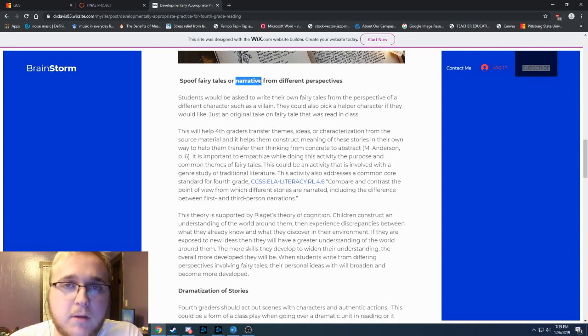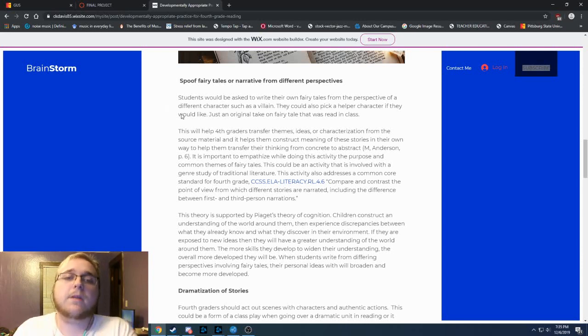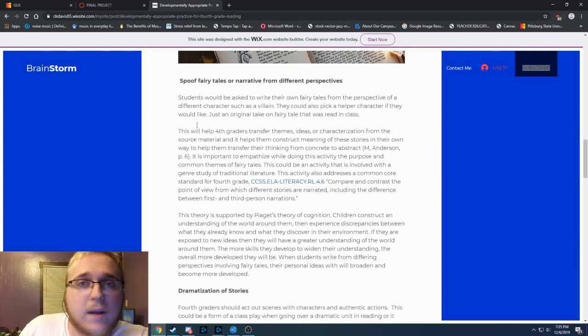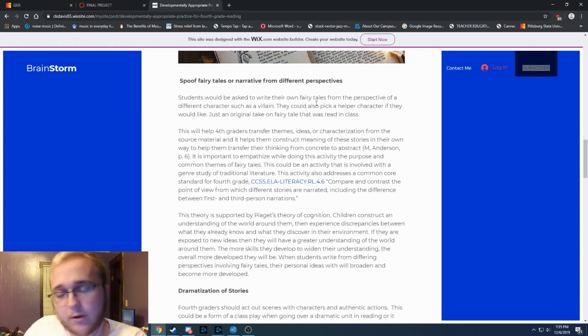So, typically the villain's really just bad. Just purely bad, nothing else. The hero's good. There's not that much characterization, for example, and there's a lot of action in fairy tales. So you really typically experience a fairy tale from the protagonist's perspective, but this would change the idea and have students write from a different perspective. This would help with their understanding if you're doing it with traditional literature, but this could also help depending on whatever genre you're doing it with.